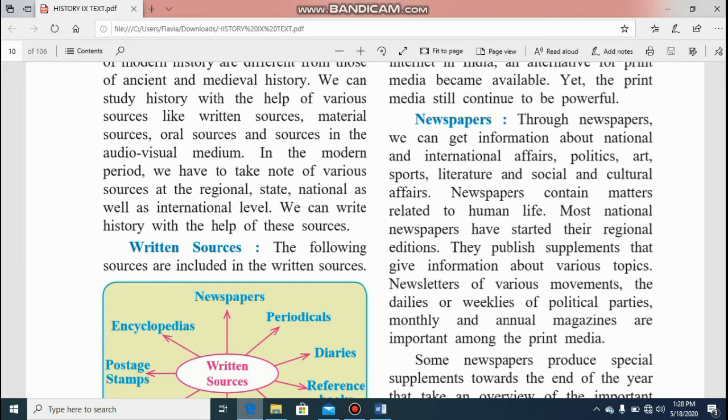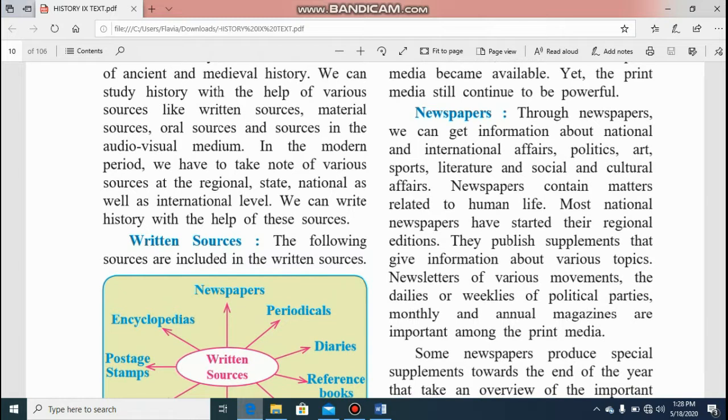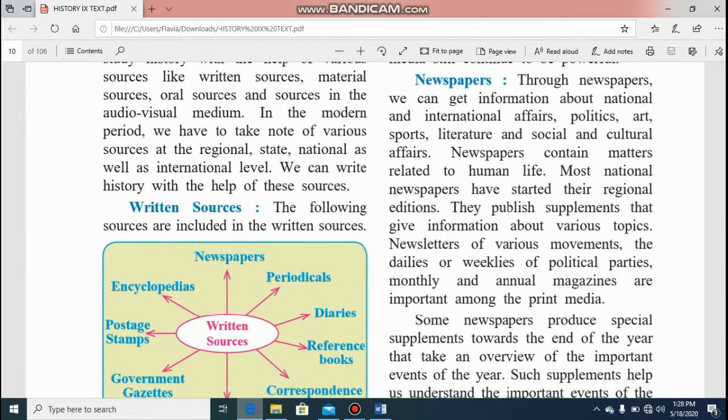Some newspapers produce special supplements towards the end of the year. And this helps you to visualize all the important events that happen through the year.